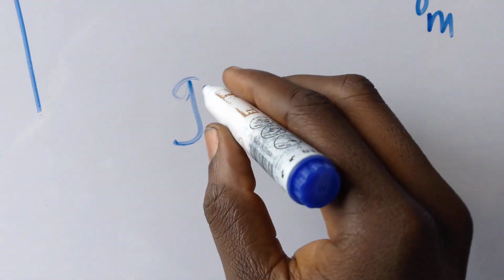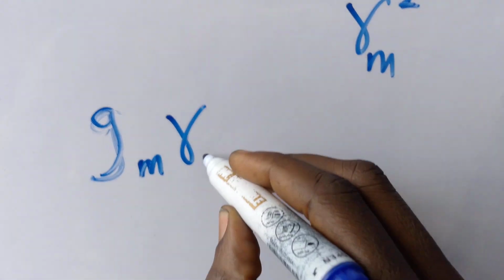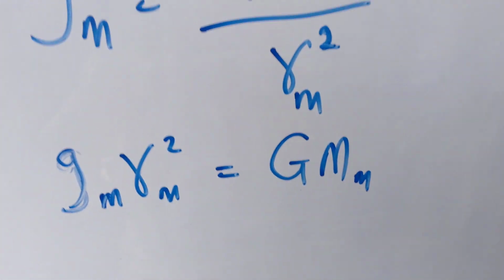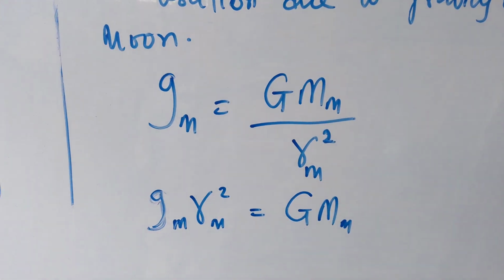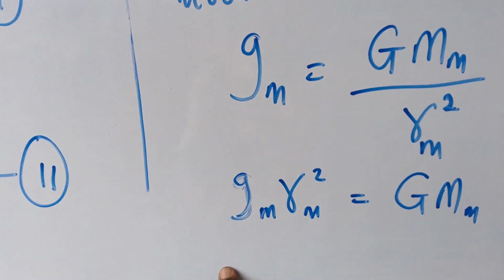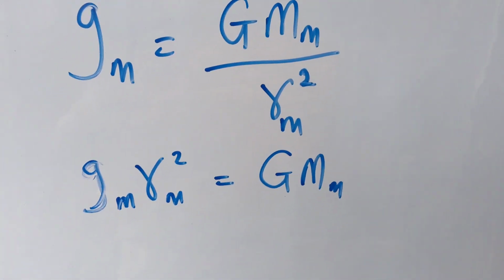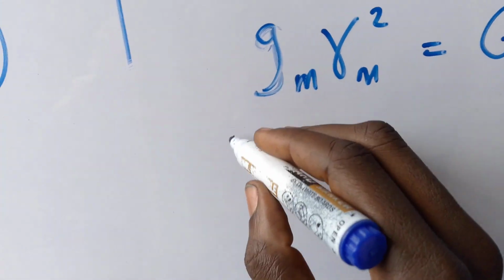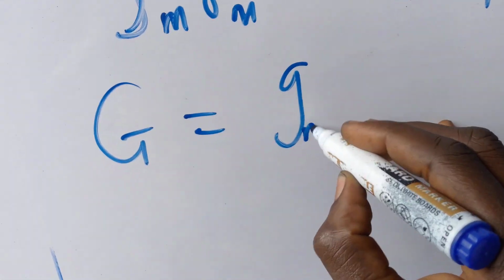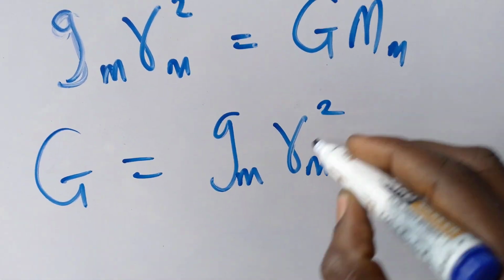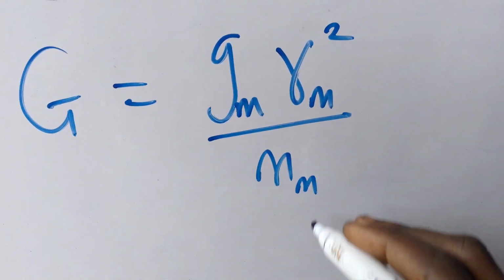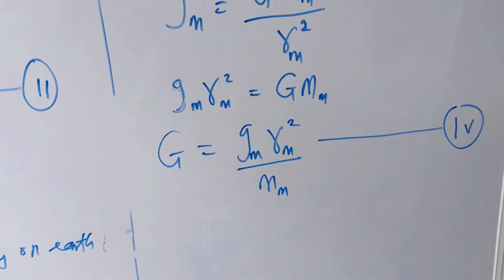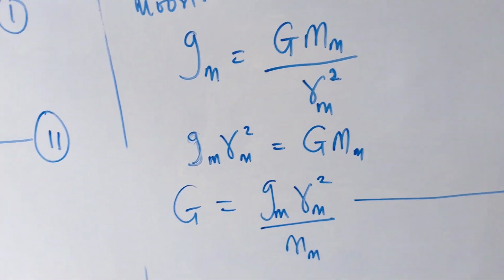Alright, so I can also make capital G the subject of the formula. I cross multiply, and I'll have GM RM square is equal to G MM. Now if I divide by the coefficient of capital G, which is small MM, the mass of the Moon, I'll have capital G equals GM RM square divided by MM, which I can call equation 4.